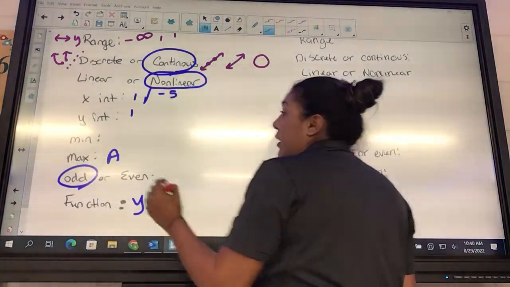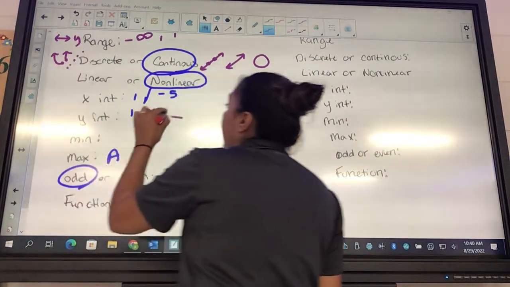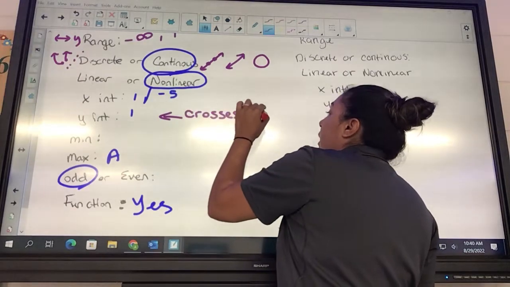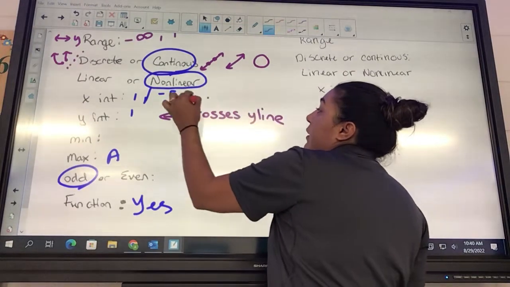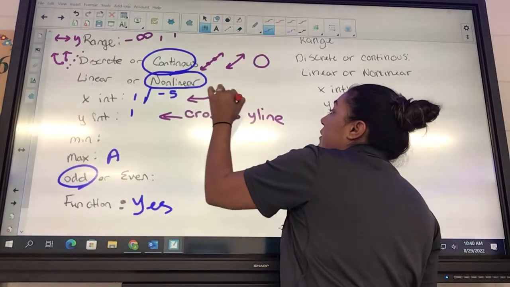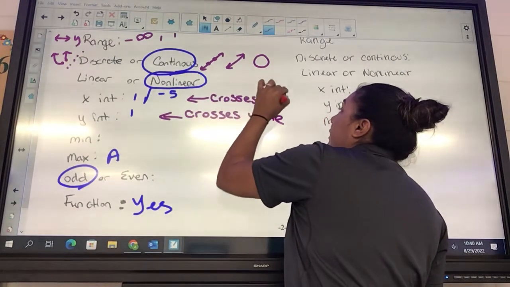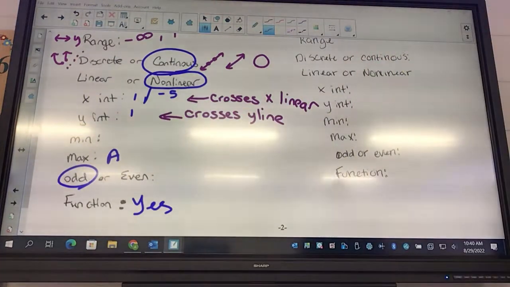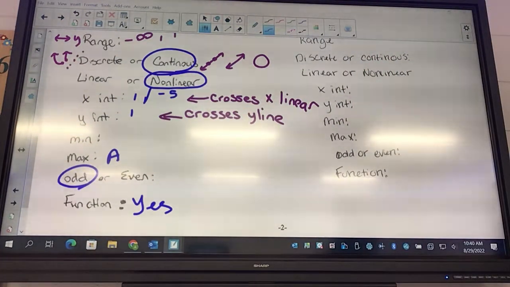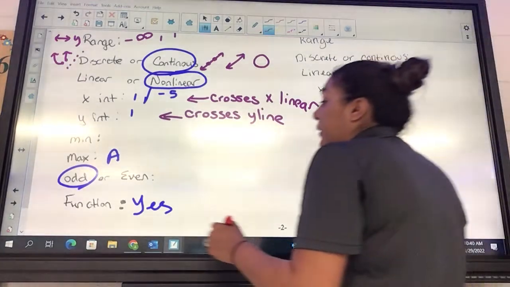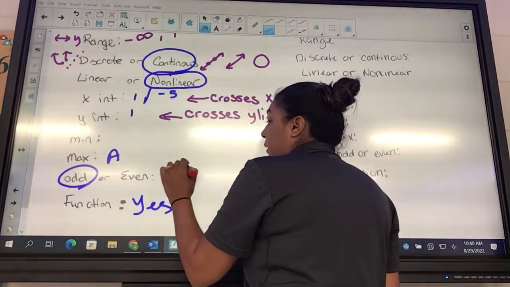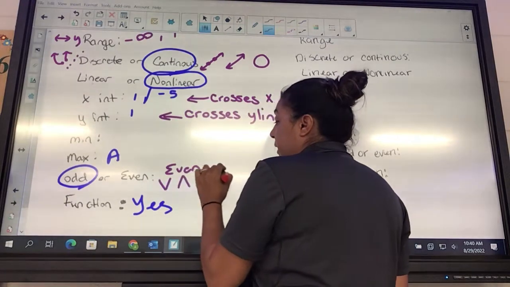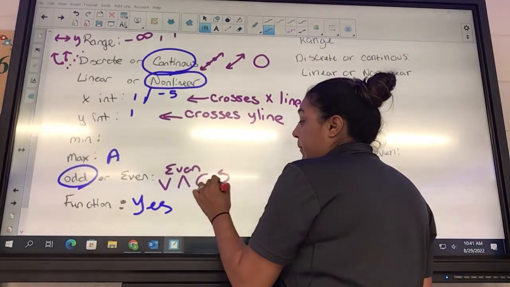The y-intercept is where it crosses the y line. The x-intercept is where it crosses the x line. You don't have to take notes on both reviews, but make sure you take the notes on one at least, okay? And then even, graph looks like both up, both down, both sideways, okay?